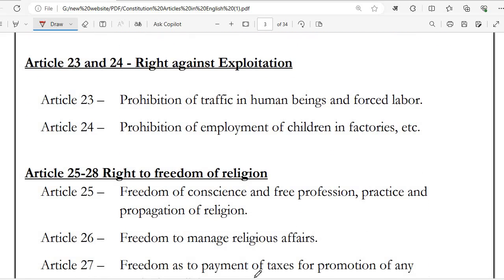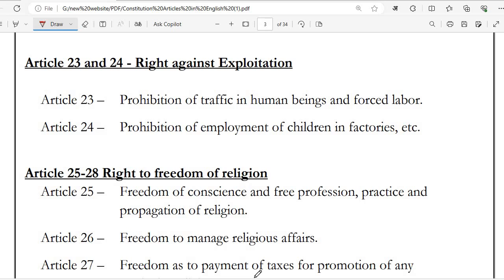The third fundamental right is the right against exploitation, and this fundamental right is explained by Articles 23 and 24. Article 23 says prohibition of traffic in human beings and forced labor, and broadly this article includes the prohibition of the beggar system, bonded labor, human trafficking and prostitution, because this is against our right to life. And Article 24 prohibits the employment of children below the age of 14 years in factories or any dangerous work, because this may be one cause of exploitation.